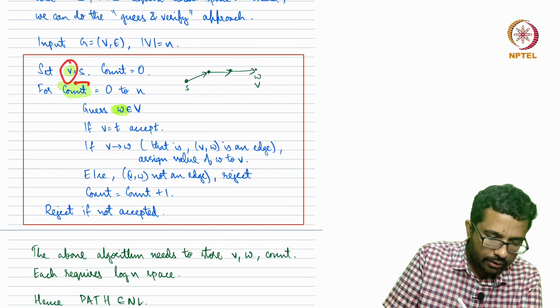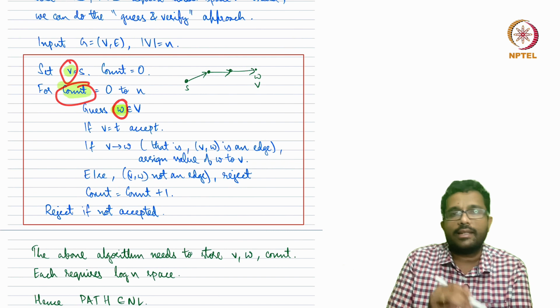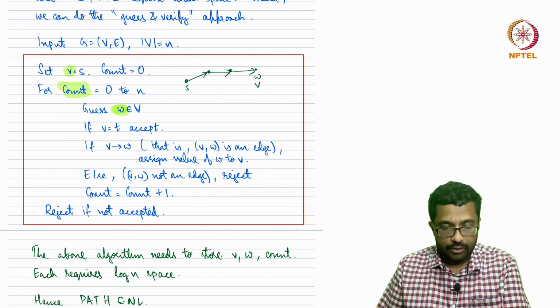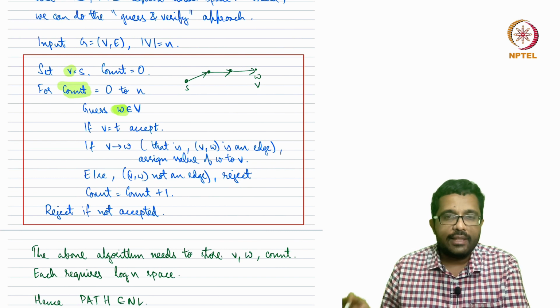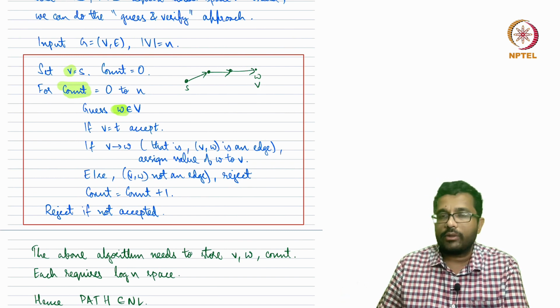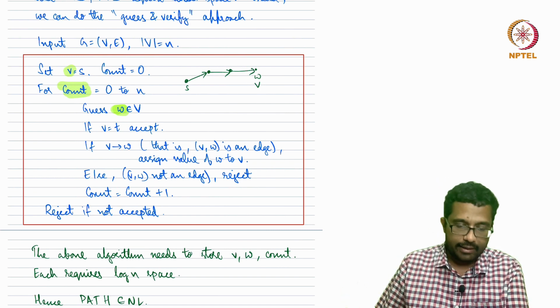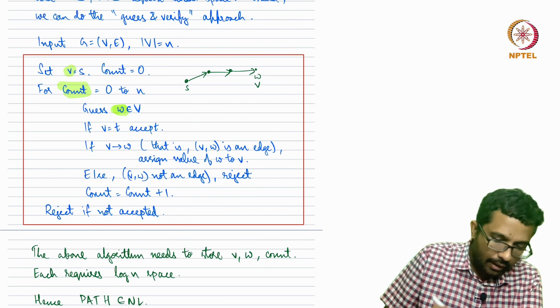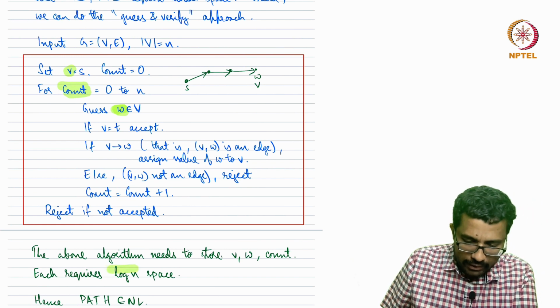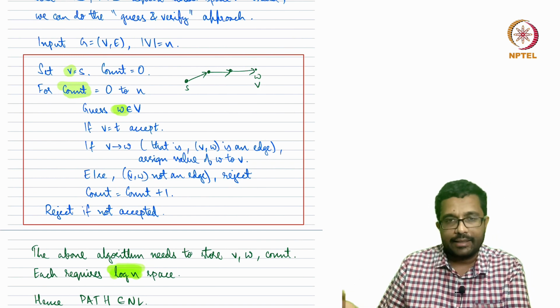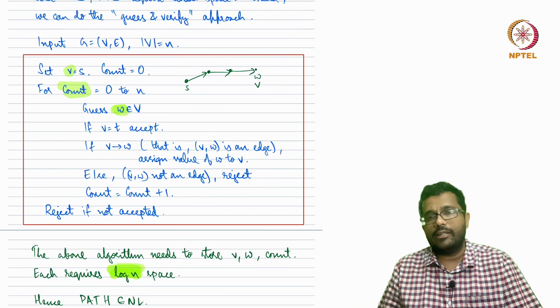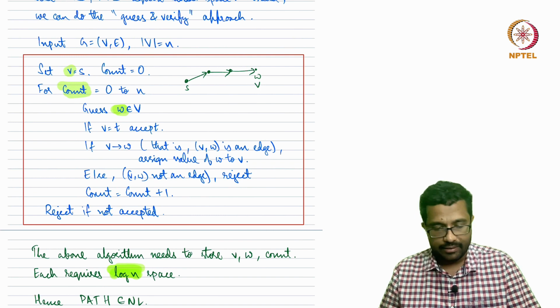So the correctness of this is straightforward, and the space complexity is we need to store V, we need to store the count, we need to store W. These three things are what we need to store. So V is a vertex, W is a vertex, and there are n vertices. So the label of each vertex requires log n space. Also, the count is a number from 0 to n, so that also requires log n space. So it's like 3 log n space, which is again O(log n) space.